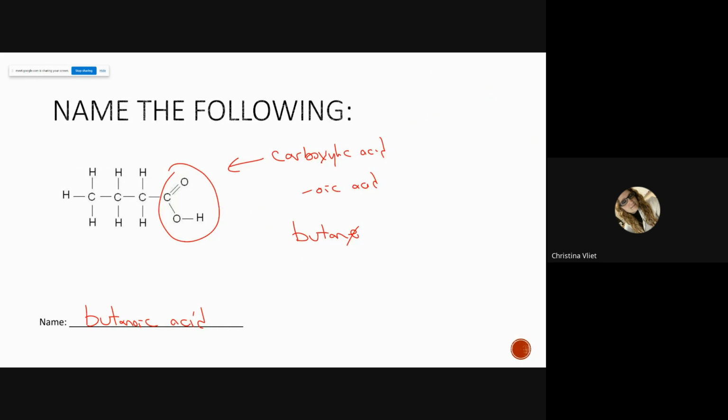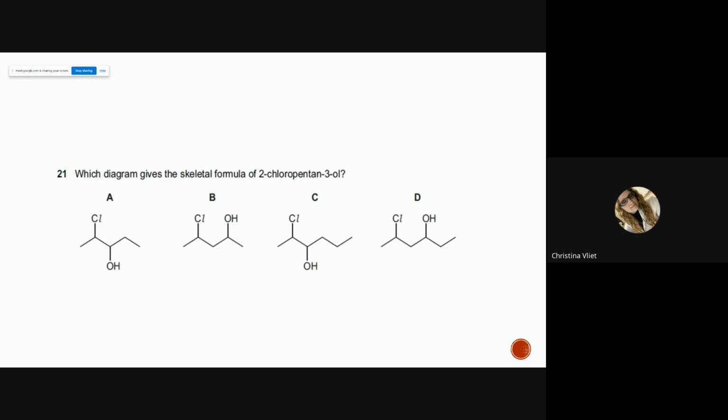Next slide is a paper 1 question. Ready to see it? Here it is. Which diagram gives you the skeletal formula of 2-chloropentan-3-ol? See how far we are into the lesson. Work it out, see if you get it, while I check to see how far into the lesson we are. Ooh, we're pretty far. We're doing well.